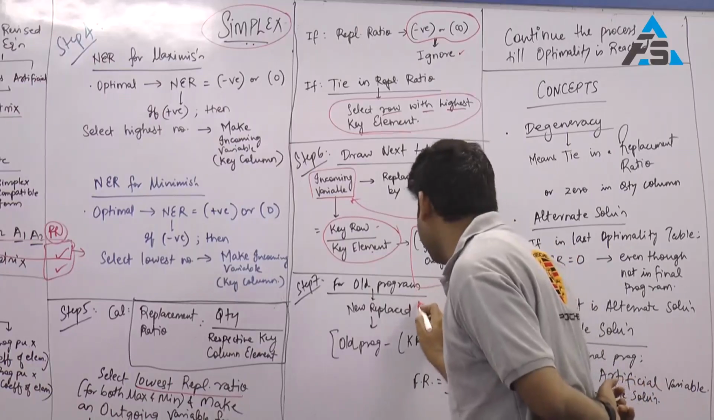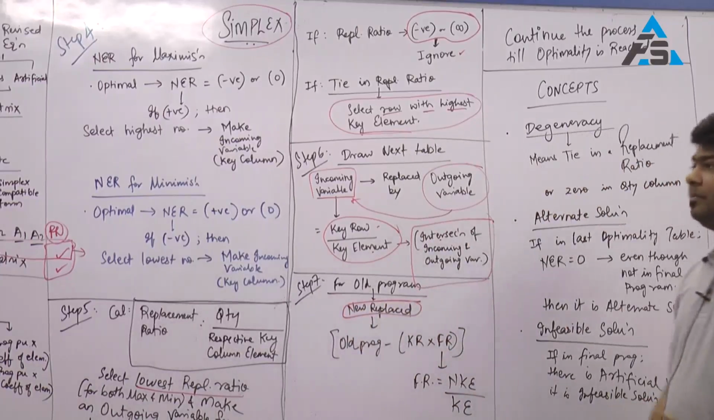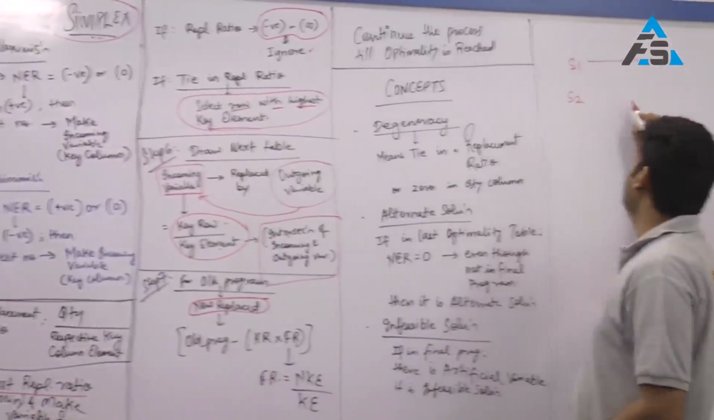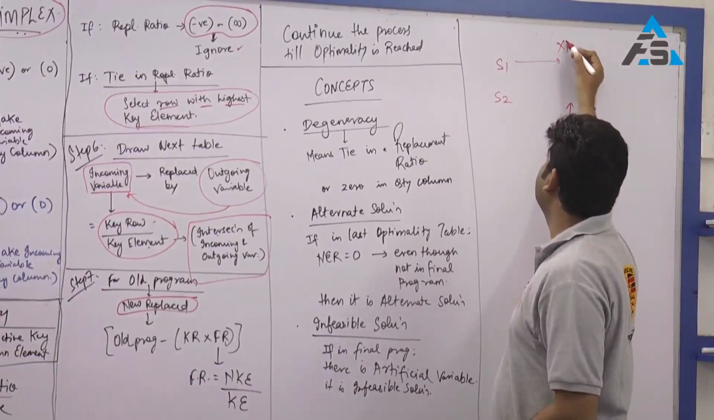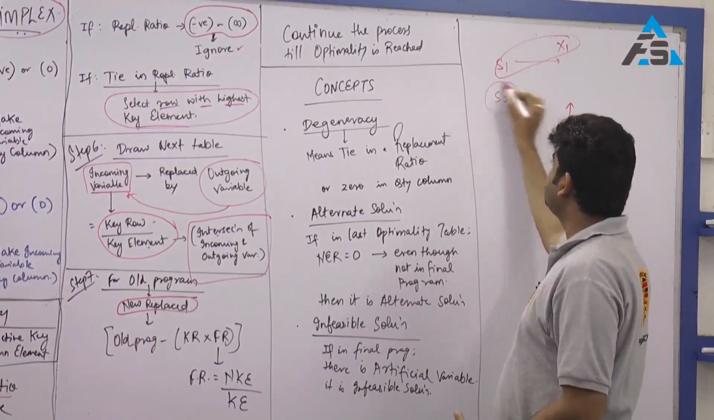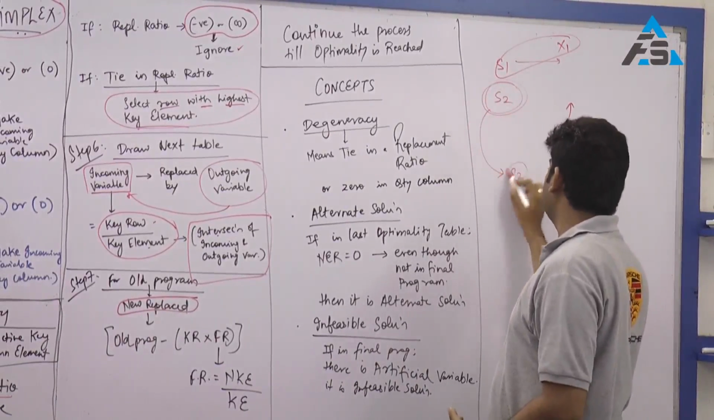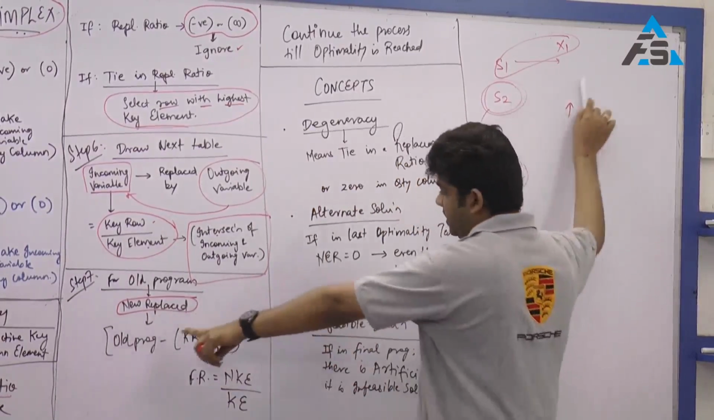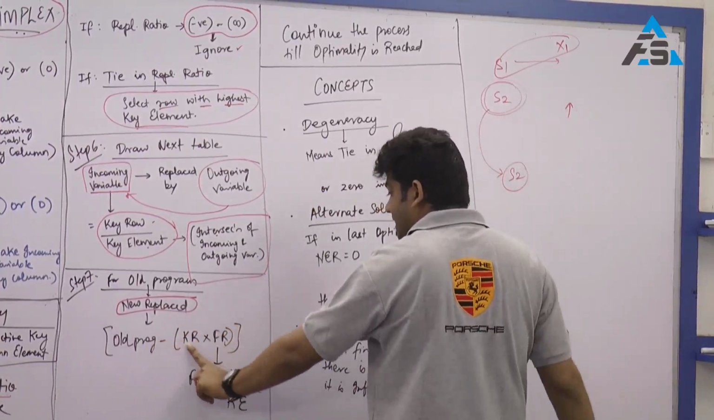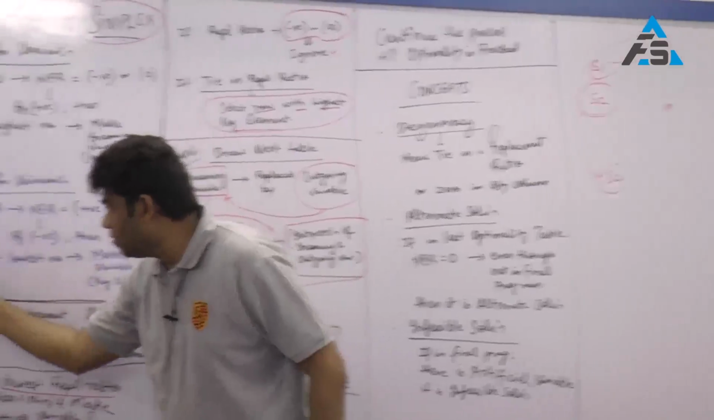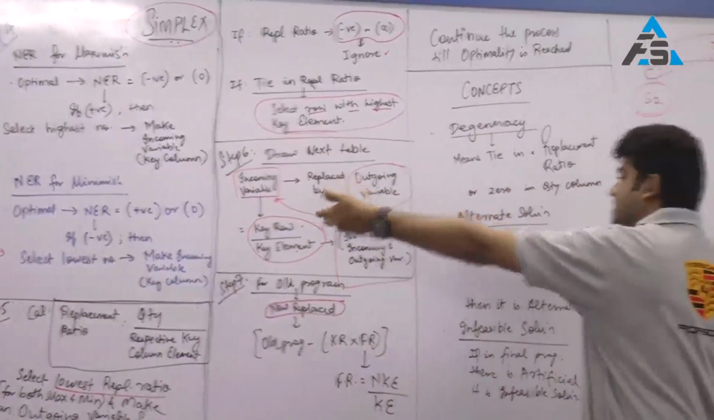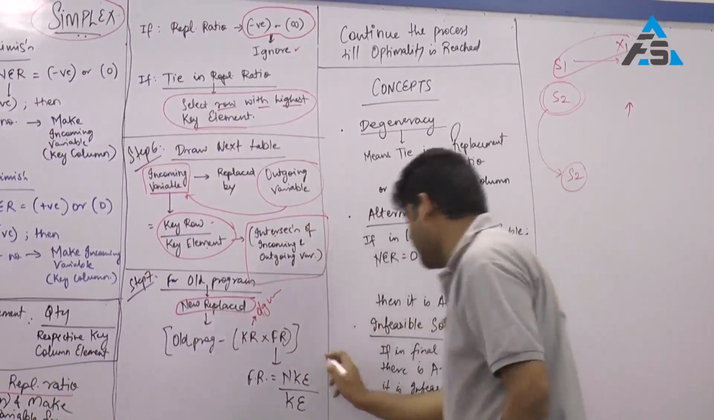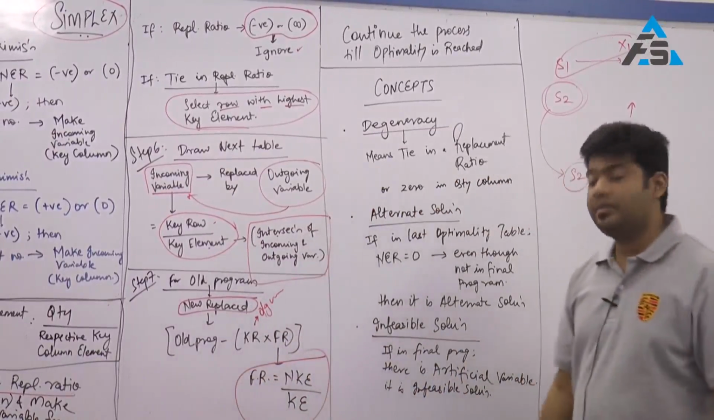For the old program, now replace. So see, there will be two programs. One, say for example S1, one S2. One is because of this outgoing variable, and say there is an incoming variable. So here replacement will be done. This old program will again remain S2, but with some new numbers. What will be those new numbers? The old program, that minus key row, key row is this, or you can say the outgoing variable. Key row is basically your outgoing variables into FR, which is nothing but non-key element upon key element.